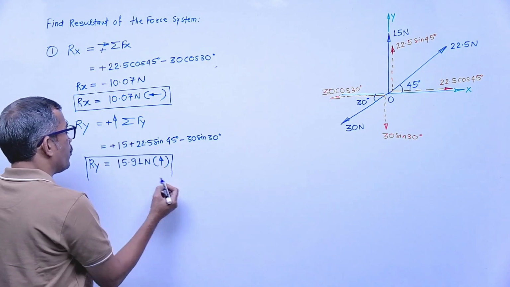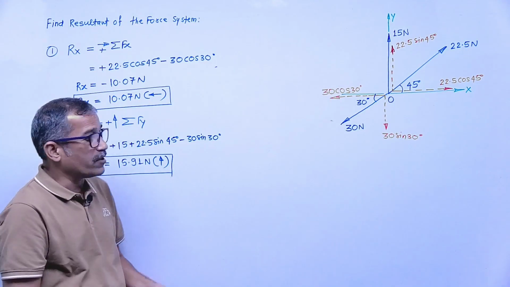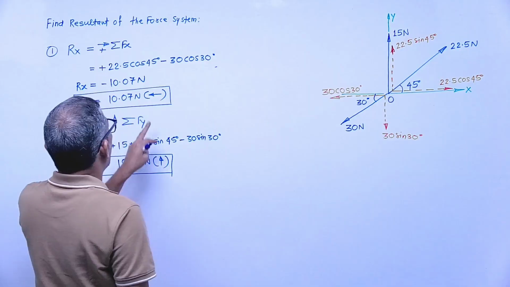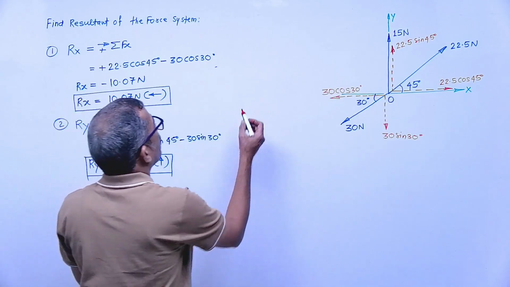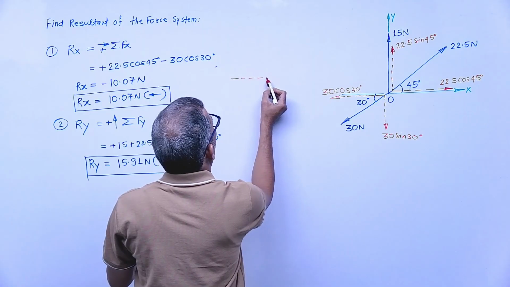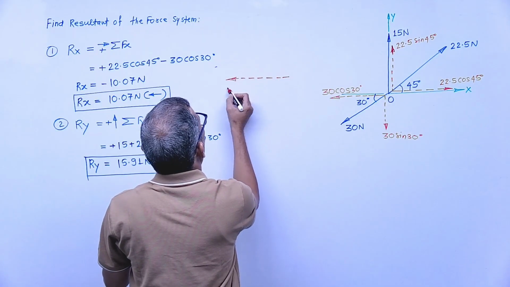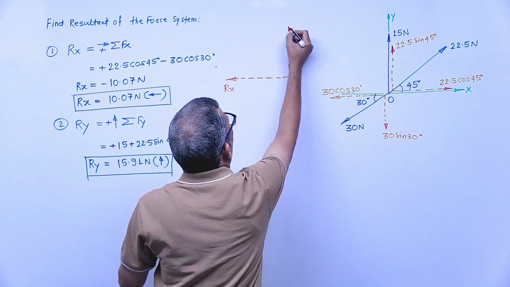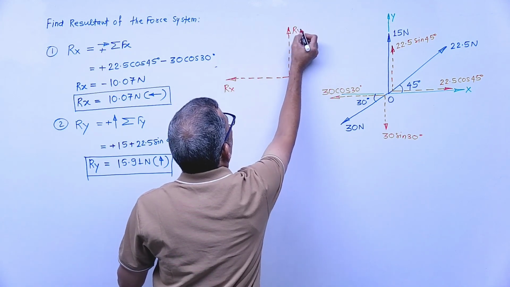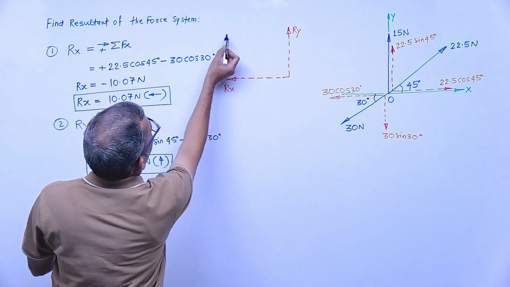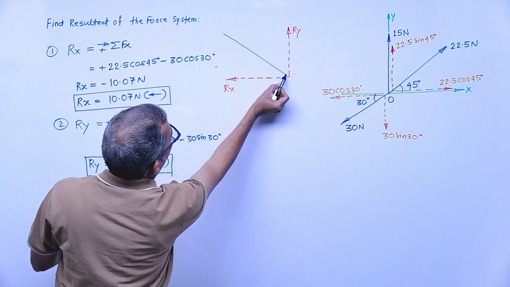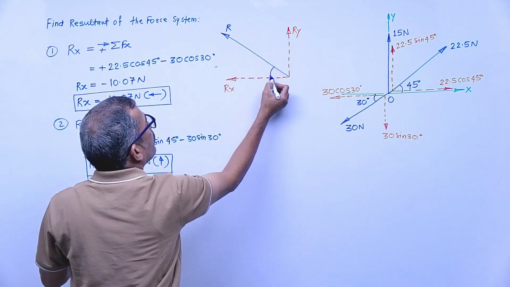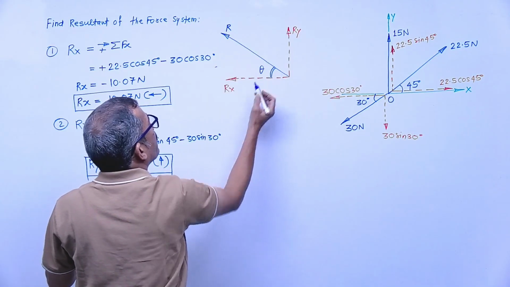Once we have the two components, how do we get the resultant of the concurrent force system? We represent the components: Rx leftward and Ry upward. That means the resultant is in the second quadrant. This is your R, and we will find the inclination of the resultant with horizontal, which we represent by angle theta.